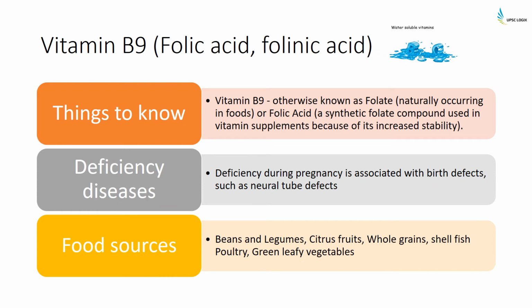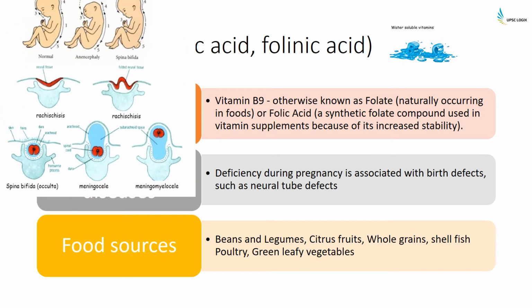Let us have a look at the next water soluble vitamin, which is vitamin B9. This is also known as folic acid or folinic acid, and as folate, which occurs naturally in foods. Folic acid is a synthetic folate compound used in vitamin supplements because it gives increased stability. The deficiency disease is neural tube defects, and this is a birth related disease.